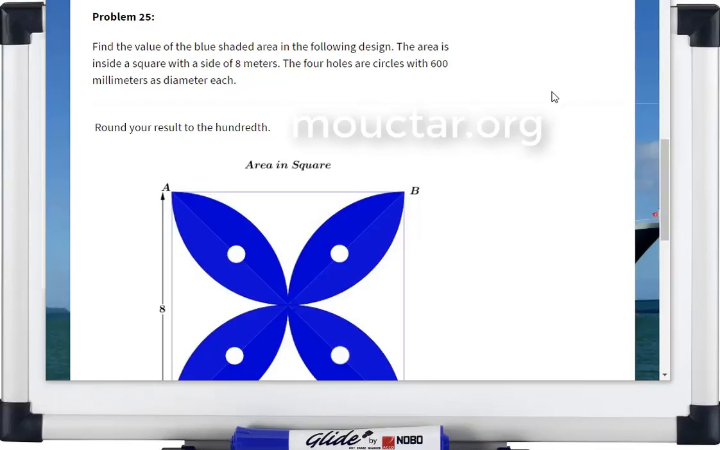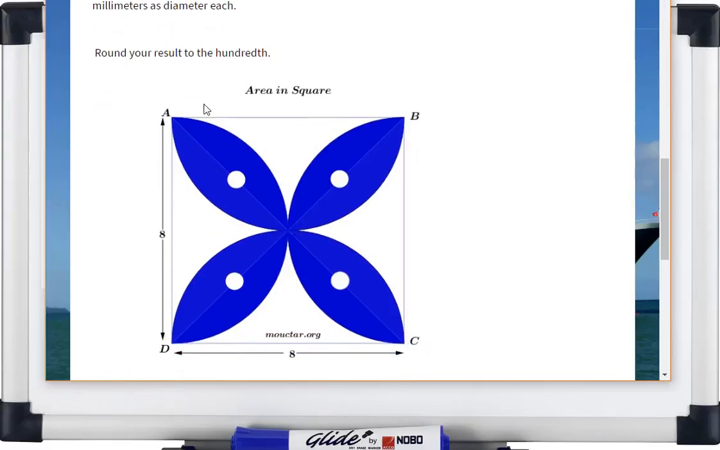Hello, today again we are here for problem 25 from the lounge. This is Pack1 again, a lot of them out there. So the problem says to find the value of the blue shaded area in the following design. The area is inside of a square of a side of 8 meters. We can see it's a square 8 meters by 8 meters.